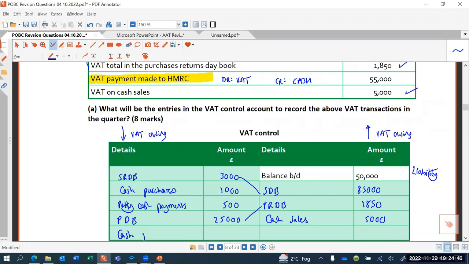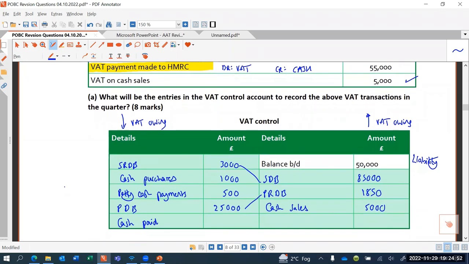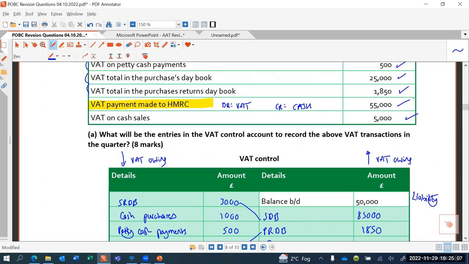So the cash paid, probably just be cash or something similar. I just want to make a little note for you so you remember. So it would be cash, but it's what we've paid to HMRC. And it was 55,000 and I'm putting that on the debit side to represent the VAT that I have paid.